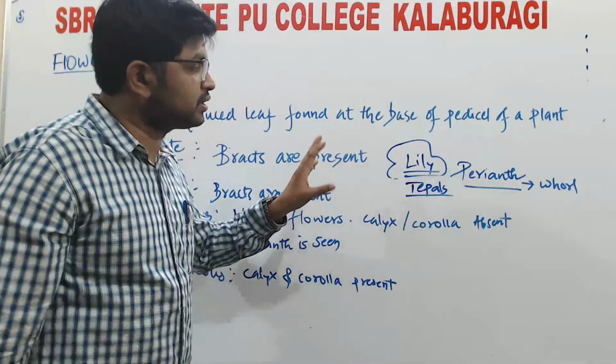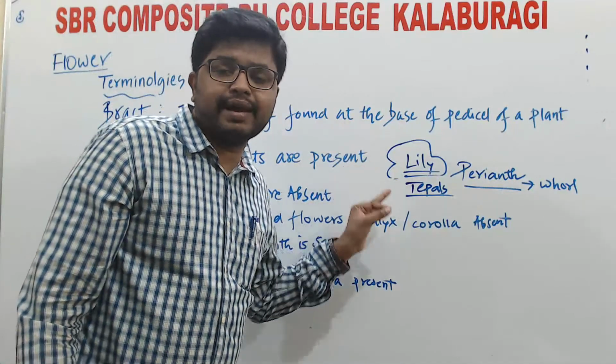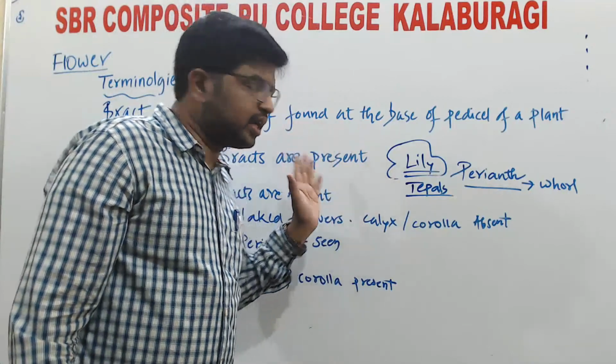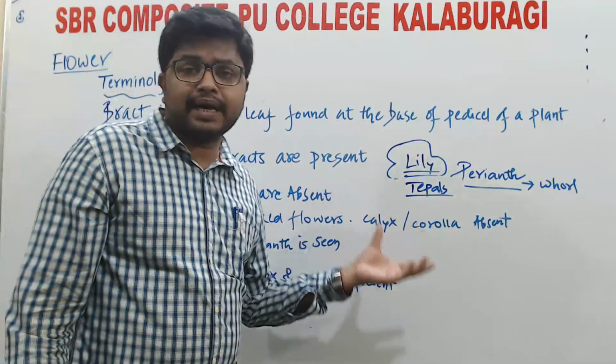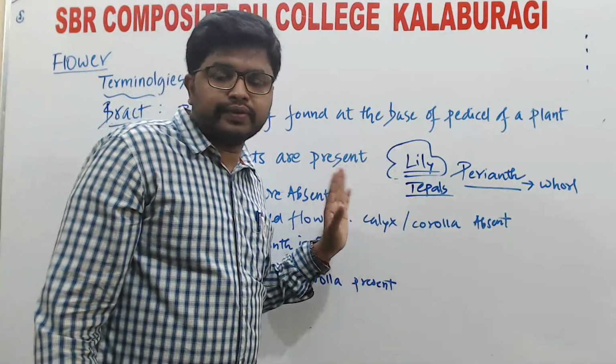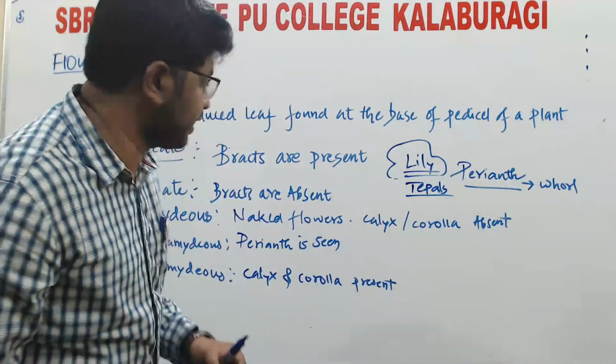Now, one-mark questions they will generally ask: what is inflorescence, what is thalamus, what is pedicel, and what are bracteate flowers, ebracteate flowers. All these types of one-mark questions will generally be seen in first PU exams.